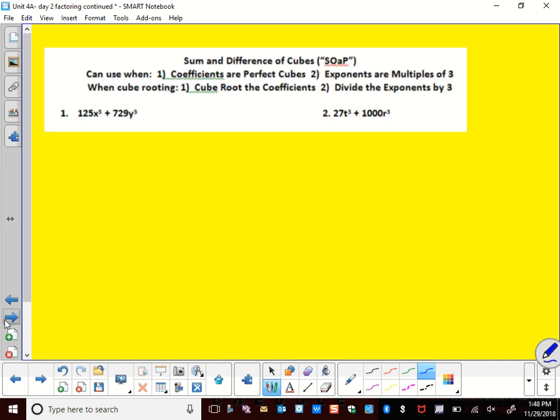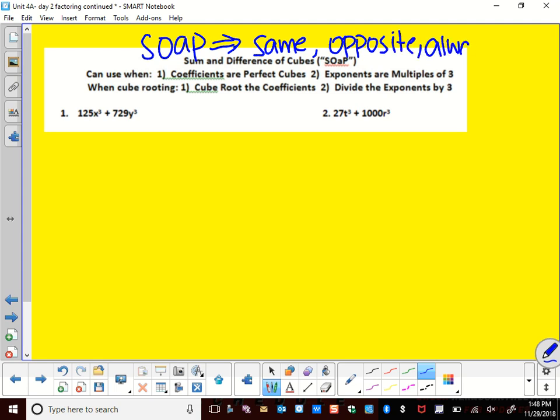So now let's look at SOAP. Who remembers what SOAP stands for? It means our signs, right? Same, opposite, always what? Positive. Yep, same, opposite, always positive. That's only for my signs.